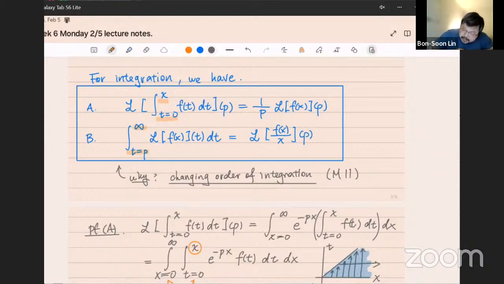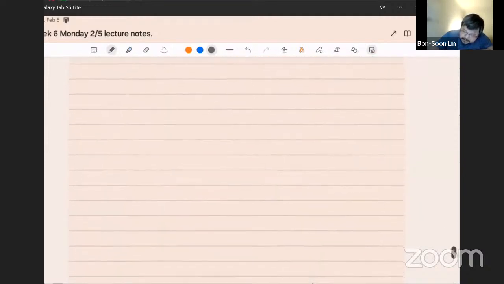So maybe I should caveat that these rules really only work when the integral exists. If they don't, of course, then these make no sense whatsoever. So let's see how the second rule works and why that is true. Let's prove that. So this is saying that the integral from p to infinity of the Laplace transform is just the Laplace transform of the function divided by x. So let's do that.